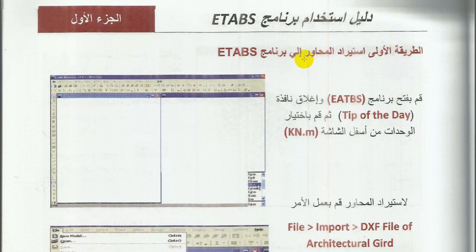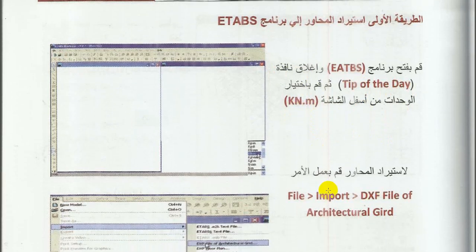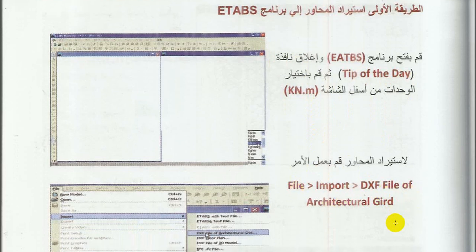Method 1 is to import axes to the ETABS software. Open the ETABS pop-up window and lock the window. Then select the units kilonewton by meter. To import axes, command as follows: File, Import, then DXF file, the architectural grid.